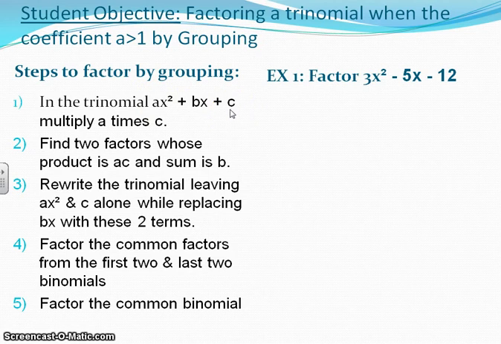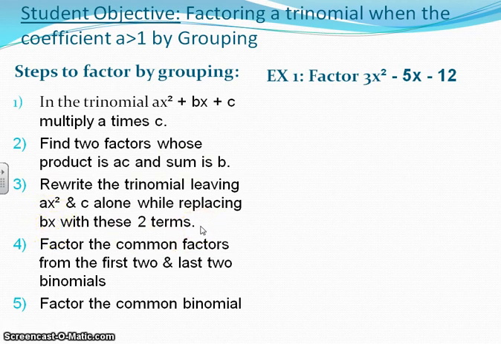The first step that we do, and it would be wise of you to copy down this 5-step process into your notebook. Step 1, we take the a term and multiply it by the c term. Step 2, we then find two factors whose product is AC and whose sum is B. Step 3, we rewrite the trinomial, leaving the ax squared and the c term alone while replacing bx with these two terms that we attained on step 2.